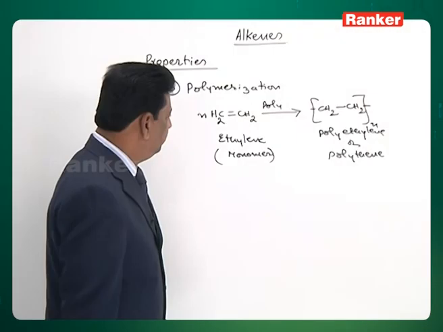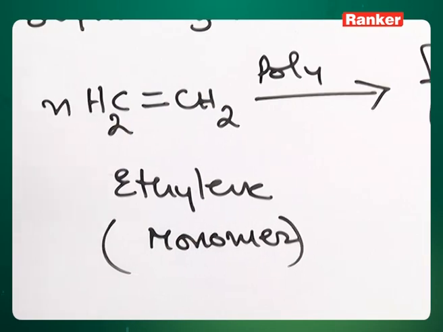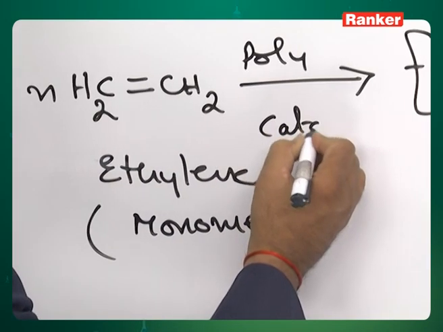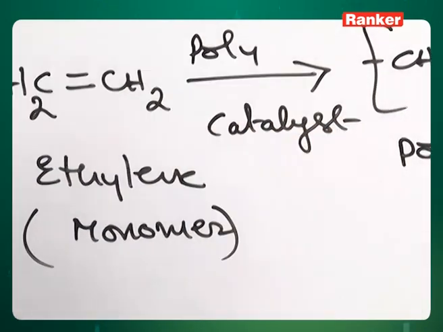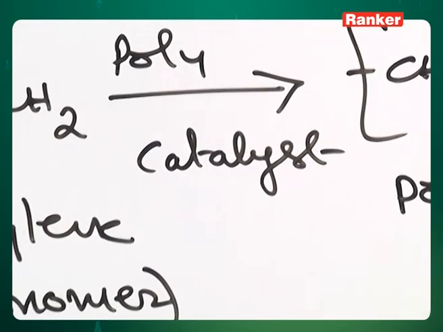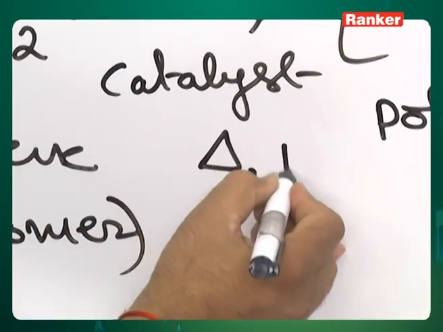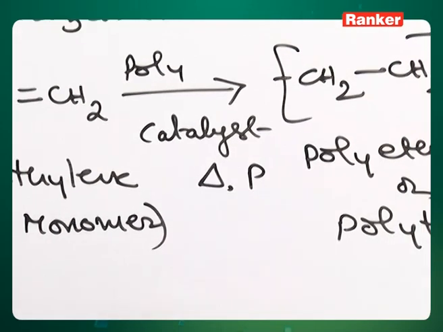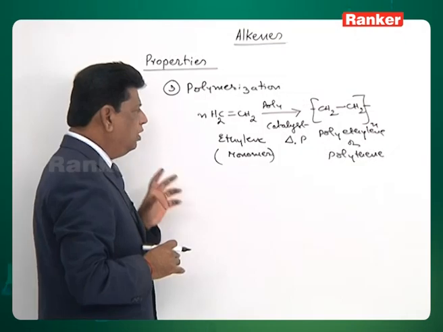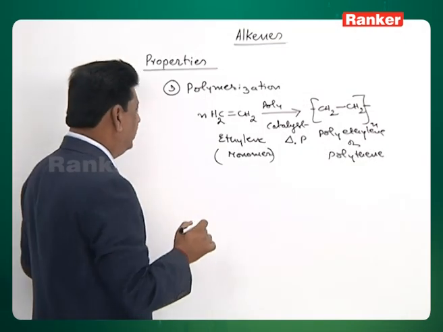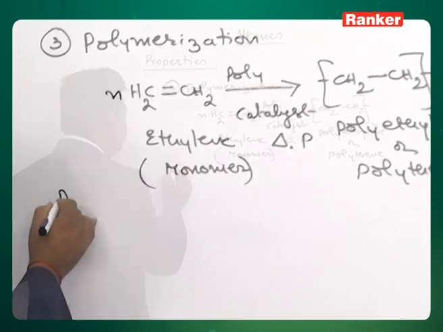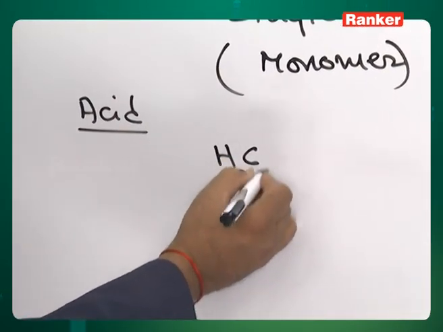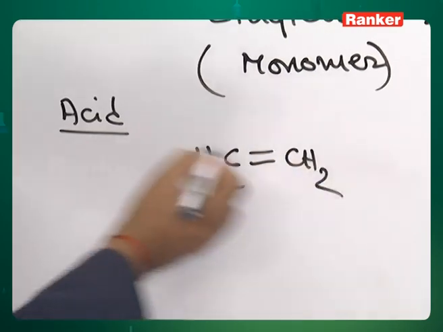This polymer is called polyethylene. And how this reaction takes place: it can be catalyzed. Many times a catalyst will be used, under some specific temperature, and pressure also will be there. Heating and pressure are two other factors. Now, how exactly the catalyst plays a role: for example, in acidic medium, that is acid catalyzed reactions, ethylene reacts with a proton supplied from the acid.